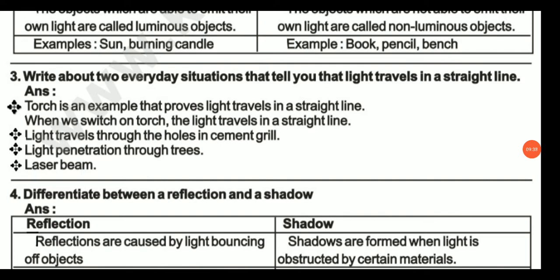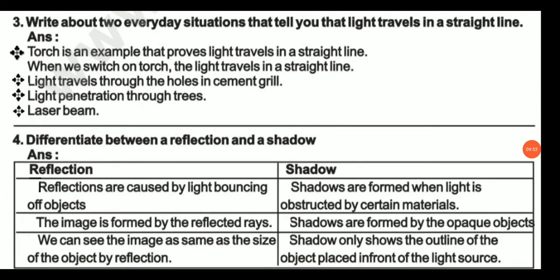So here the torch is an example that proves light travels in a straight line. When we switch on the torch, light travels in a straight line. Second point, light travels through the holes in the cement grill. Fourth, the light penetration through trees. Last one, laser beam.